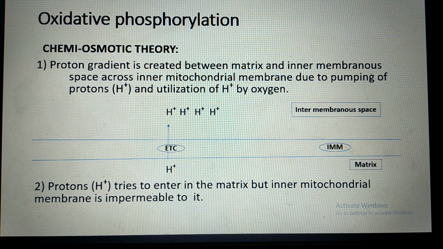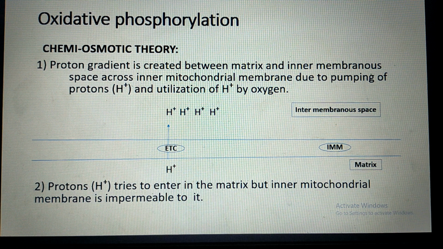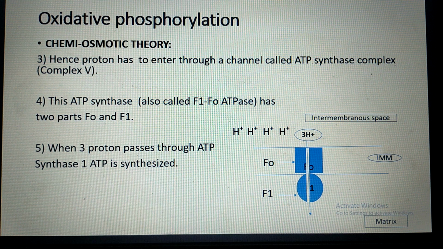Now, if you see here, in the intermembranous space the concentration of protons is more, and on the matrix side the concentration of protons is less. So protons try to enter the matrix side, but the inner mitochondrial membrane is impermeable to protons. Hence, protons have to enter into the matrix through a channel called the ATP synthase complex, also called complex 5. Now, this ATP synthase complex is made up of two subunits, F1 and FO subunit.